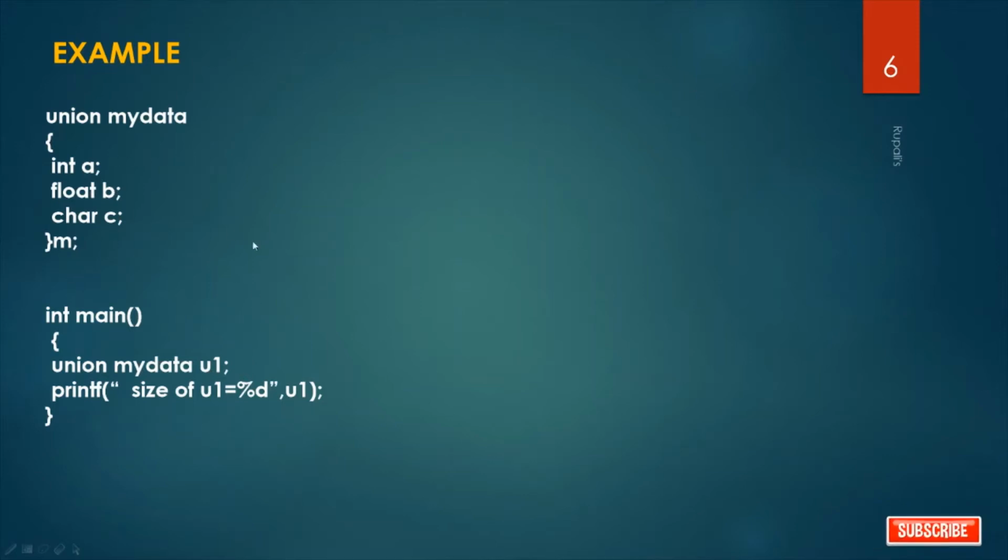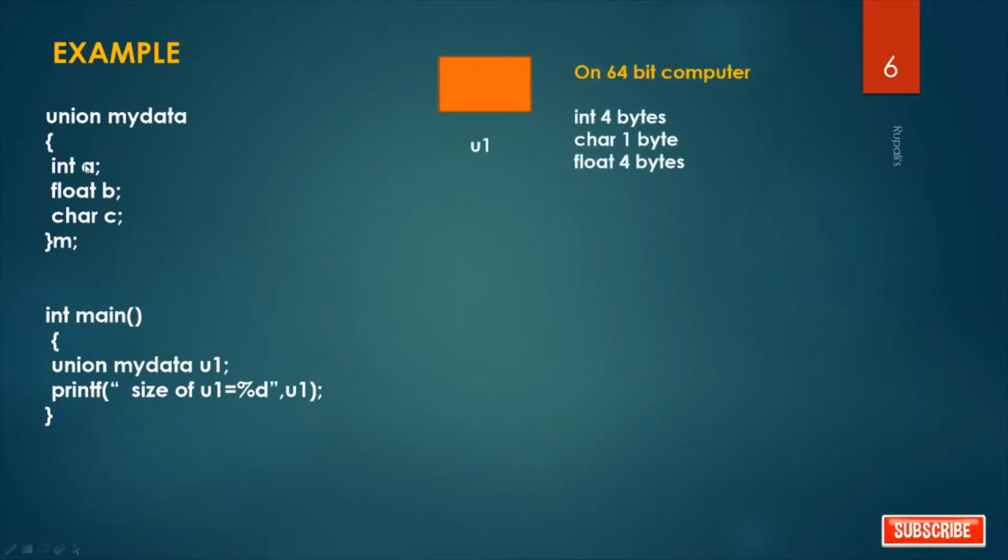So see here, when I declare this variable in memory, say it is u1. So what are the member variables? Member variables are int taking 4 bytes, character taking 1 byte, and float taking 4 bytes. If it is a structure, then how many bytes does our u1 variable take? If it is a structure, then it takes 9 bytes, 4 plus 4 plus 1. But in case of a union, it takes the maximum bytes amongst all the members. So which one is the maximum? 4. So the size of u1 is 4.